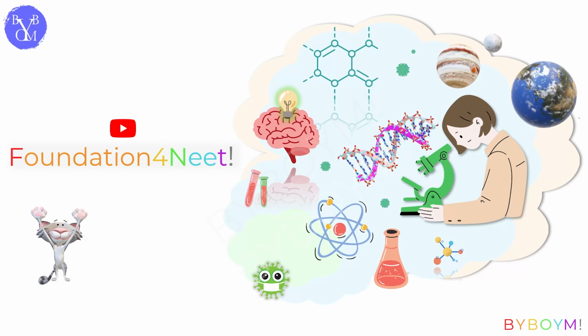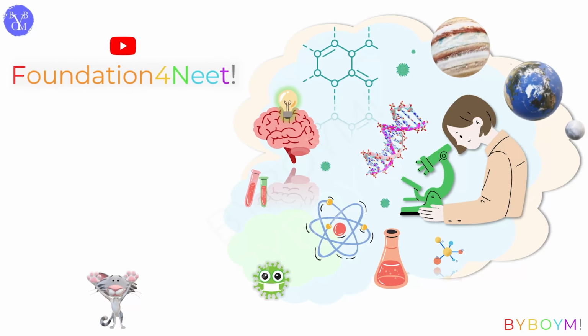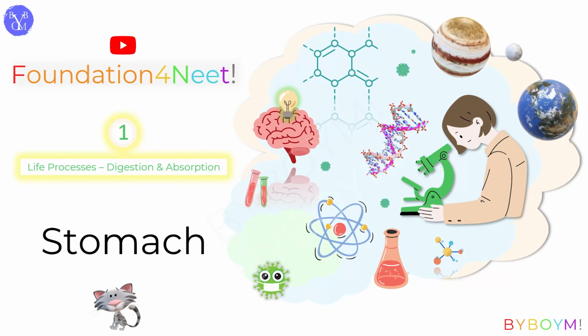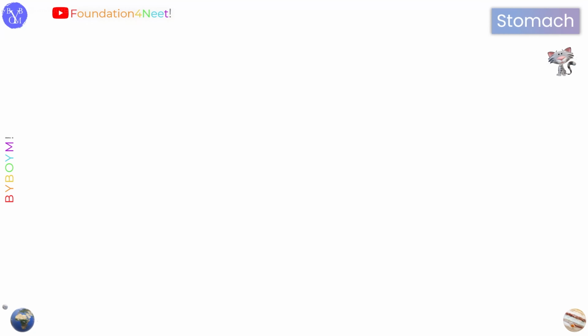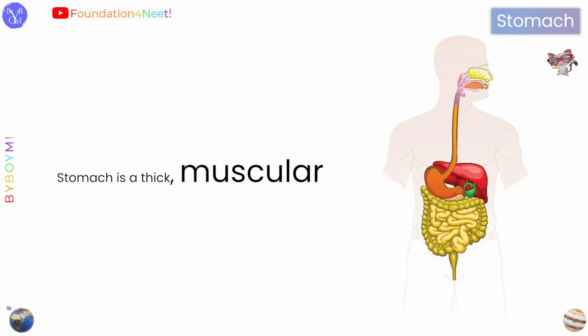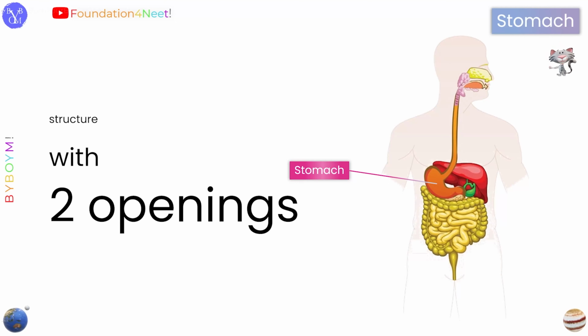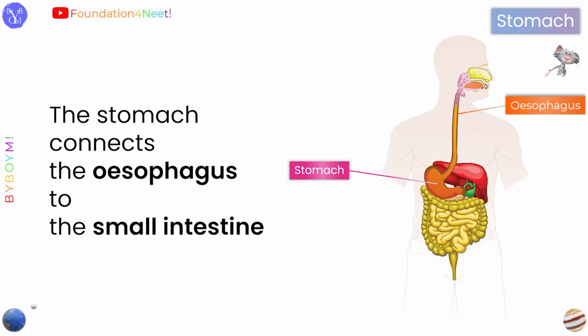We started our journey in life processes with digestion and absorption, and today's topic is stomach. The stomach is a thick, muscular, J-shaped, sac-like, meaning bag-like structure with two openings. The stomach connects the esophagus to the small intestine.